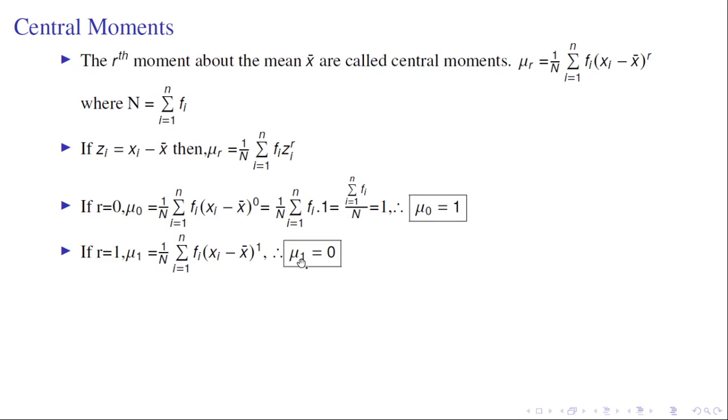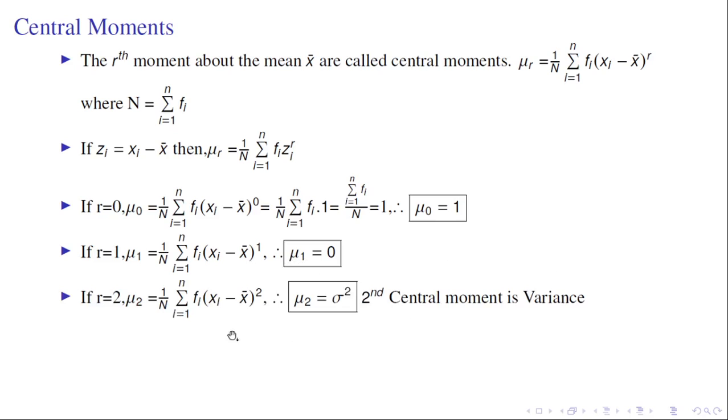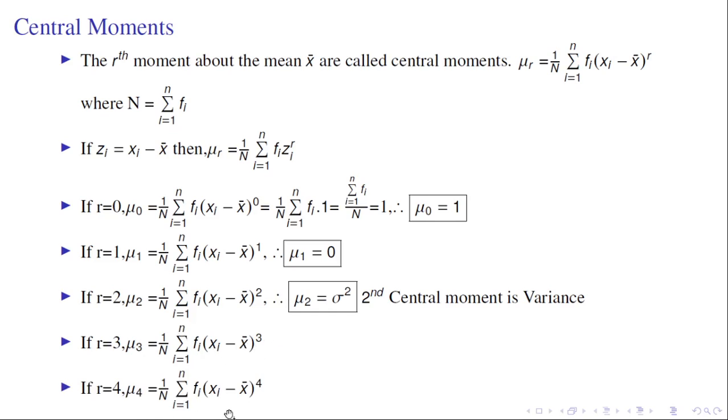So the first central moment is 0, and if r is equal to 2, mu 2 is equal to the sum from i equals 1 to n of fi into xi minus x bar whole square. This is the second order average taken from the mean. So the second central moment is nothing but the variance sigma square, whereas the root of sigma square is the standard deviation, that is sigma. And if r is equal to 3, mu 3 is equal to 1 by n into the sum from i equals 1 to n of fi xi minus x bar power 3. If r is equal to 4, xi minus x bar power 4.